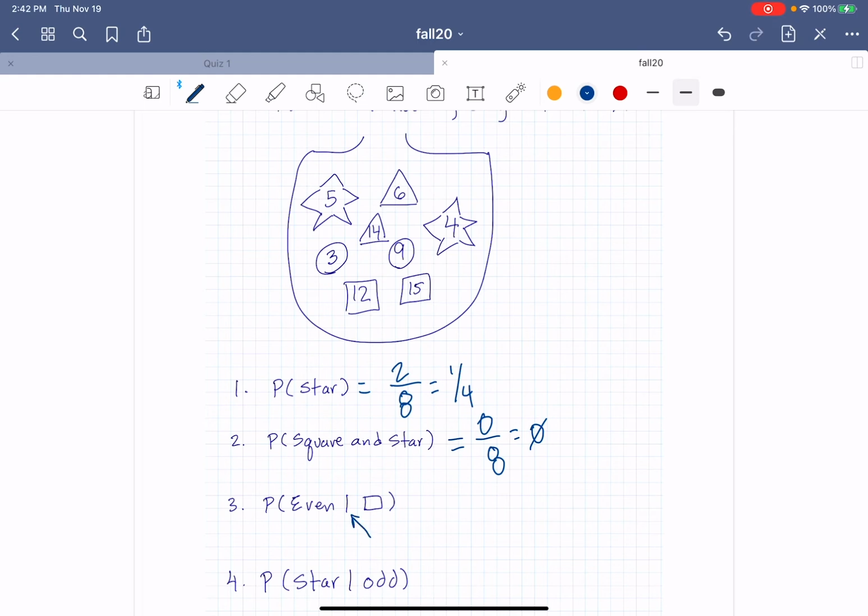This pipe is called given, or sometimes given that. What it means is that you're looking for something that's even, given that the items are squares. Now, this piece right here, given that the items are squares, gives you additional information that you didn't have before.